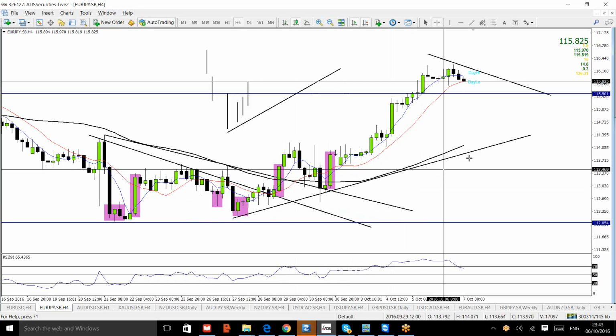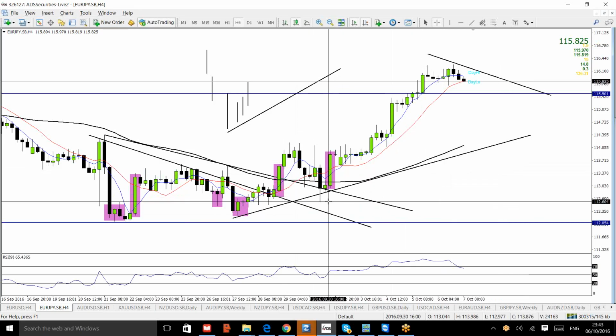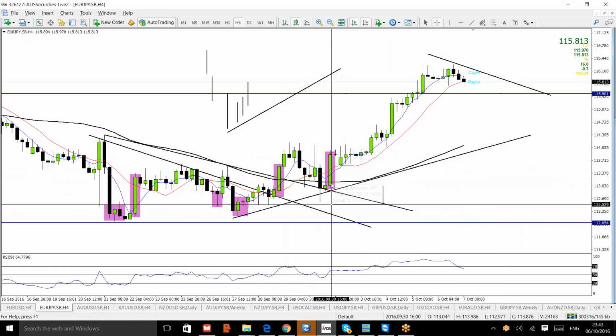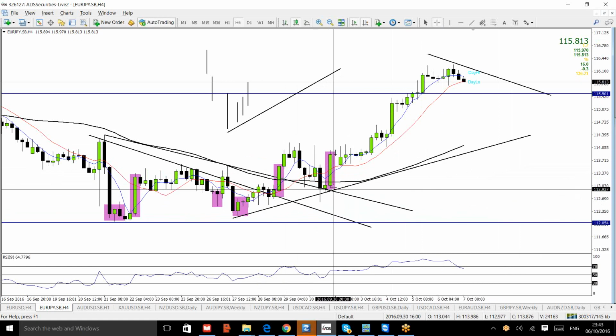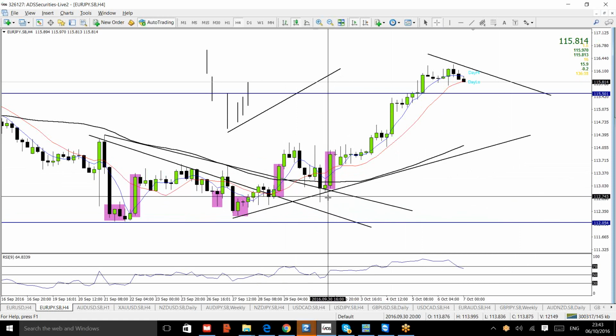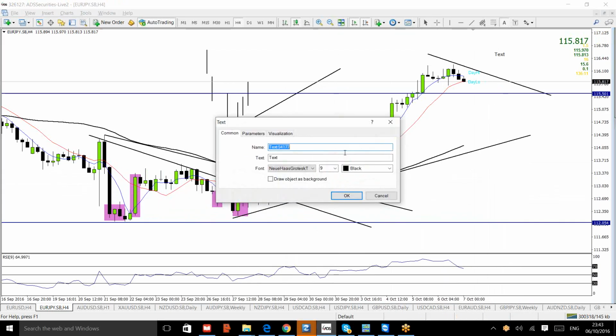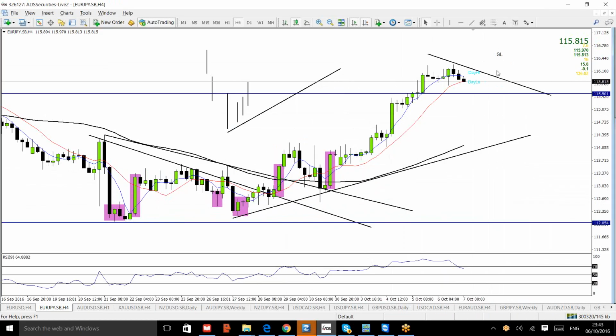So you need to have your reference line like this, and this also tells you where to exit the trade. Remember, if the price breaches this, you can just get out of the trade. Your stop loss can be around these areas.